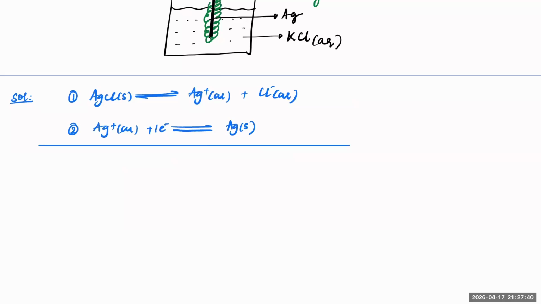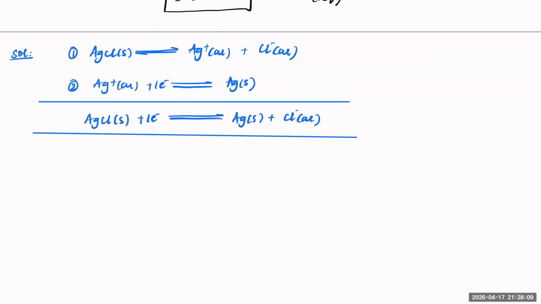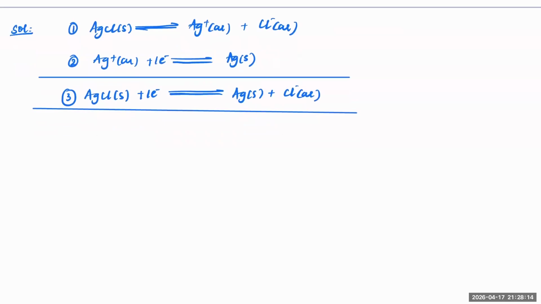So you can see, if I write it as the cathode reaction and add both of them, I will say AgCl plus 1 electron, wherein this Ag+ and Ag+ will get cancelled, giving Ag solid plus Cl- aqueous. So this is the overall reaction here, equation 3. This is the reduction potential. How do we represent the reduction potential here?